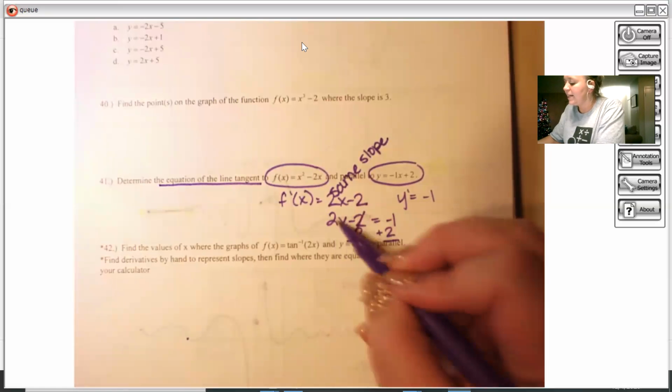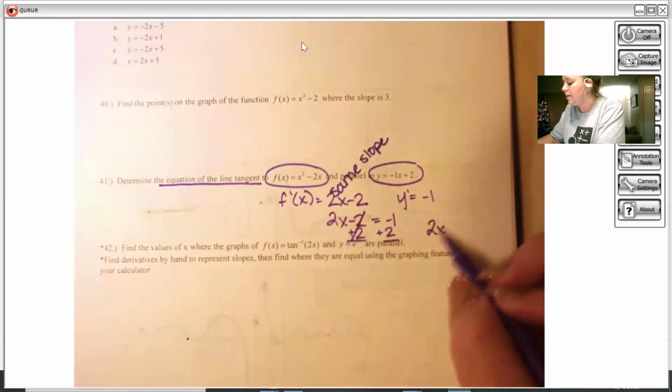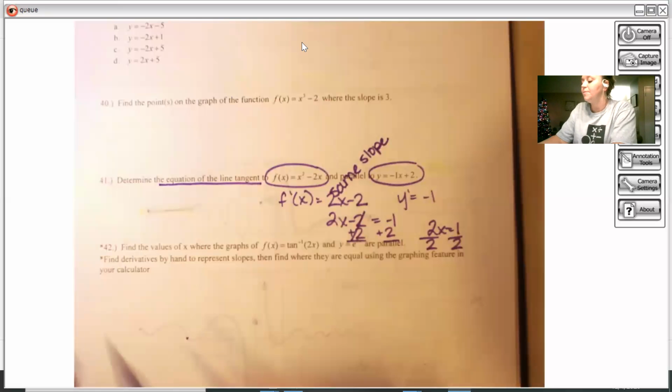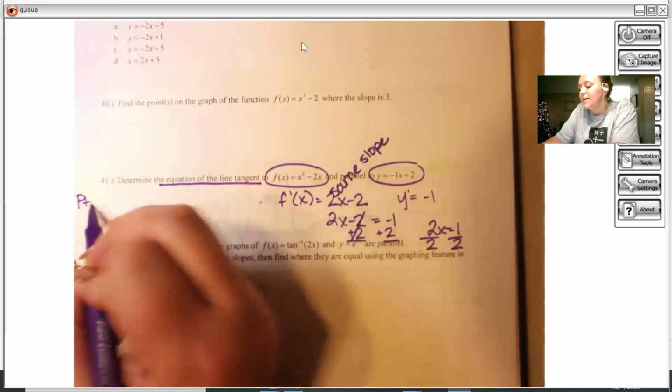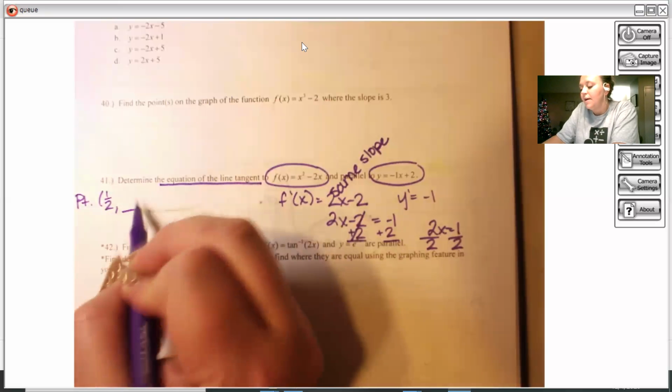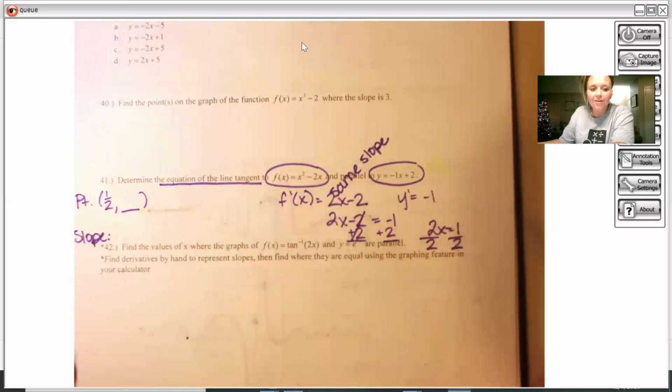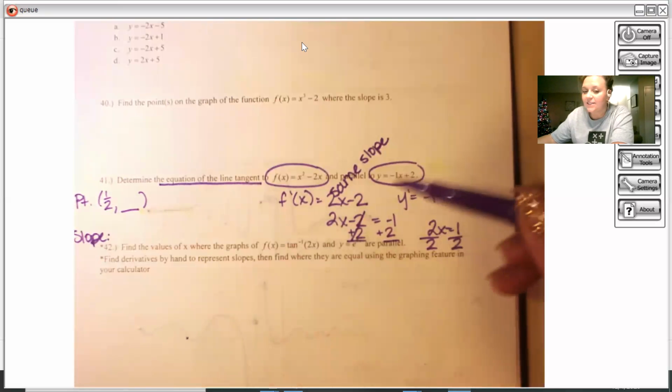That gives me 2x equals 1, which means that x equals 1/2. Now, that's only the x value. If I want the full equation of the tangent line, I don't just need a point. I need a point and a slope. So for my point, it's going to be 1/2. And then for my slope, remember, I already know my slope. The slope of this line is -1.